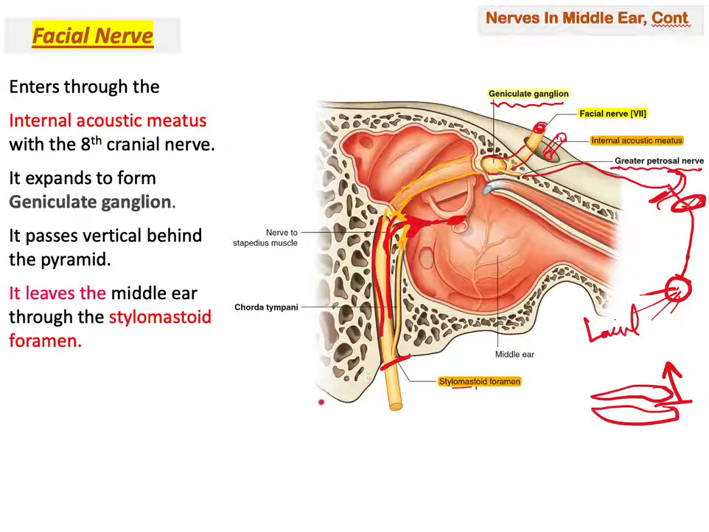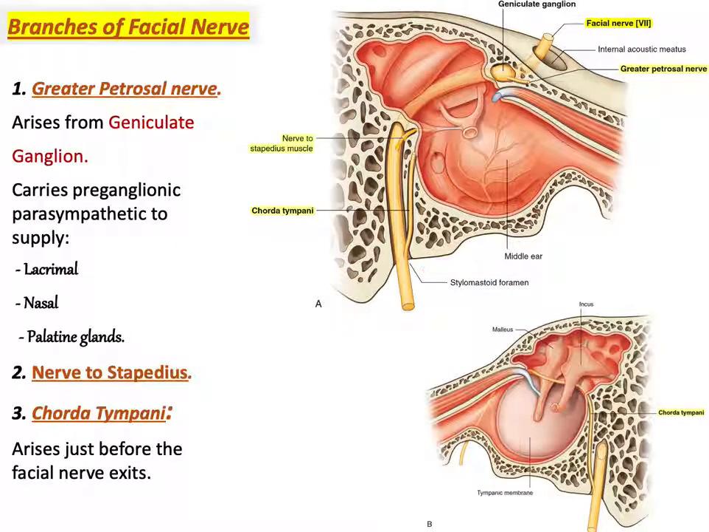This is the mastoid process, right? This is the mastoid process. So this is the stylomastoid foramen. But before it leaves in the mastoid part here, it gives a nerve, the third one, which is the Chorda Tympani. The Chorda Tympani nerve, let me show you in this here.